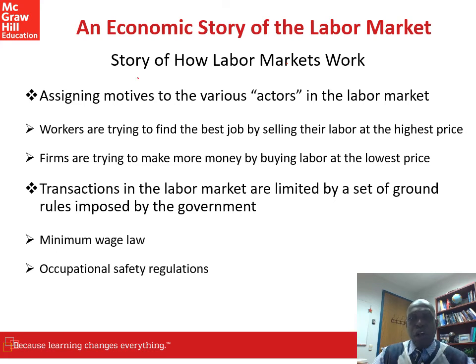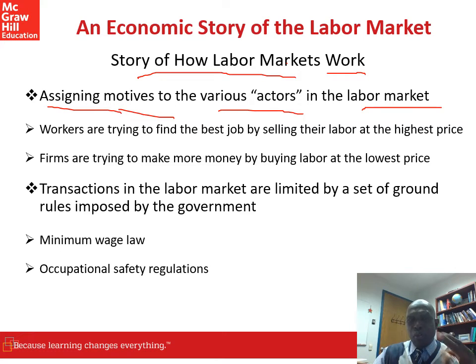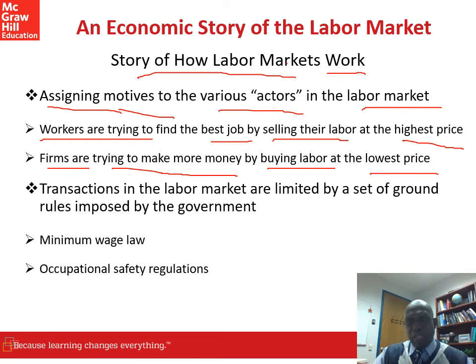Another story of how labor market works include assigning motives to the various actors in the labor market. So we have two groups of actors here, workers and business firms. Workers are trying to find the best job by selling their labor at the highest price or highest wage rate, and business firms are trying to make more money by buying labor at the lowest price or lowest wage rate.